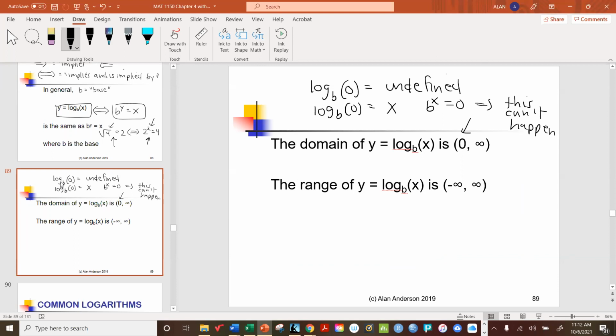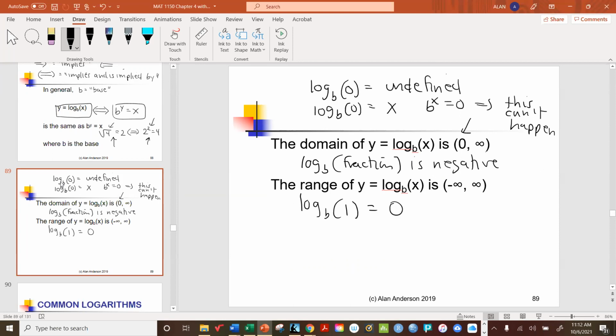Also, I just want to mention too that the log of a fraction is negative. And you can double check this on your phone. The log of 1 is 0. And then after that, it becomes positive. The range is all the real numbers. Okay, there's no restrictions on that.